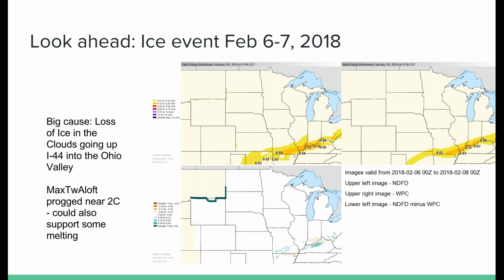And since we've got another winter weather event, just not so much the snow side, pick up the ice side down in here for tomorrow and tomorrow night. Well, a lot of ice issue going, and even some warm nose, although it looks like the loss of ice may be a bigger contributor to this icing going up I-44 into the Ohio Valley.